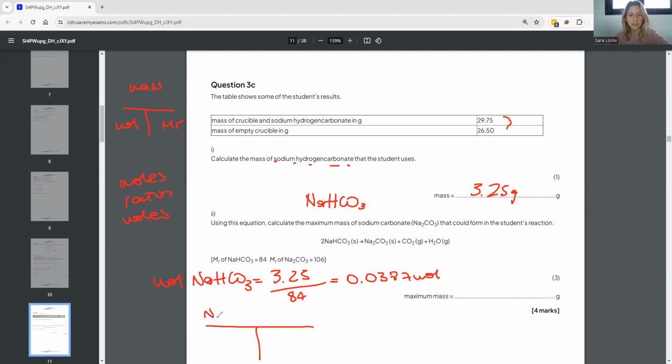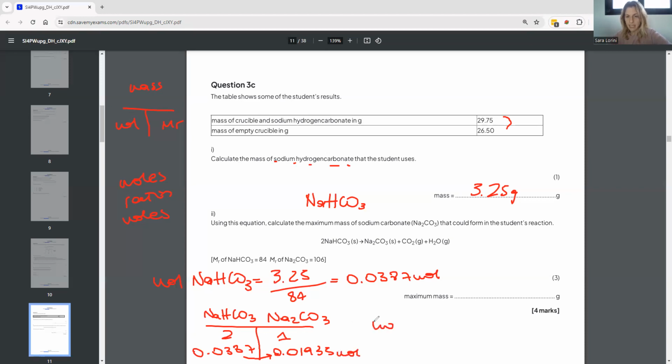We are comparing sodium hydrogen carbonate and sodium carbonate. So sodium hydrogen carbonate has a big 2 in front, while sodium carbonate has no number, so it's 1. The ratio being 2 to 1. If I have the moles of sodium hydrogen carbonate, we need to divide that number by 2 to get the moles of the sodium carbonate. And this will give us 0.01935 moles.